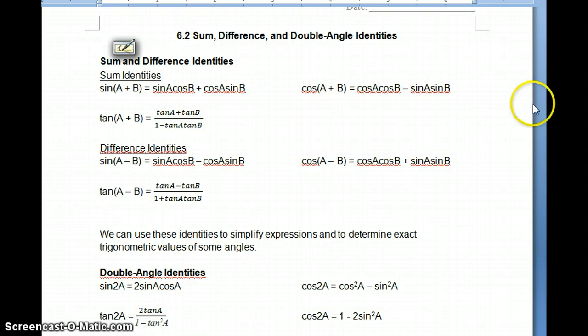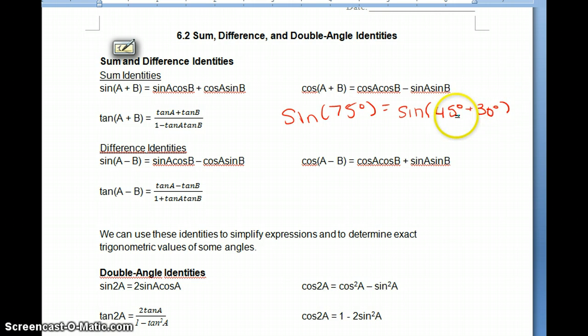So let's do a quick example here. Say we had sine of 75 degrees. In this example, these aren't written in the nice reference angles that we know on our unit circle. So here's an example where we would do this. We can rewrite this as the sine of 45 degrees plus 30 degrees. So these are those really nice angles. On our cheat sheet, we have values for those, so that would be really, really nice.